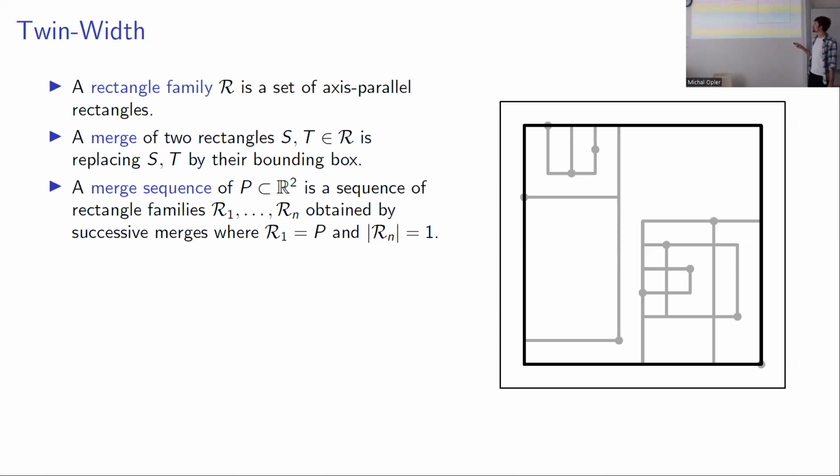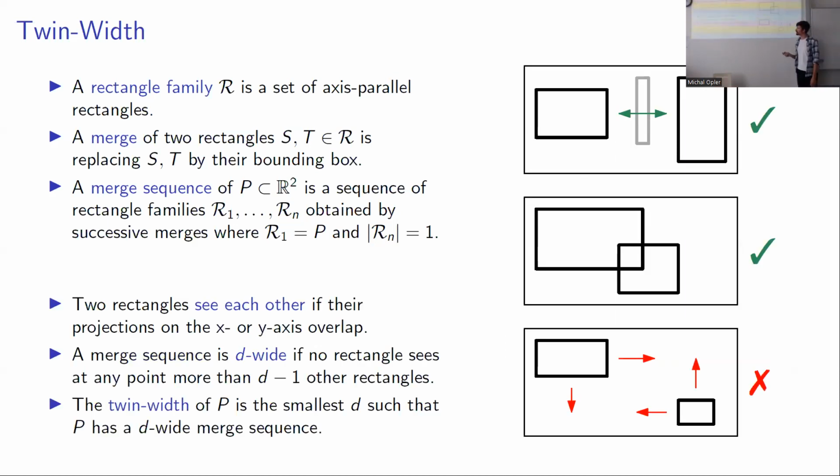Now the question is, how do we measure the complexity of this? I can merge them in many different ways, and somehow I want to say which is nice, with some sort of nice properties. It turns out the way to do it is to define it by means of rectangles that see each other. We say that they see each other if their projections on one of the axes overlap. So either they look like this, where in this case their projections on the y-axis overlap, or their projections on both axes overlap, which means that they in fact overlap as objects.